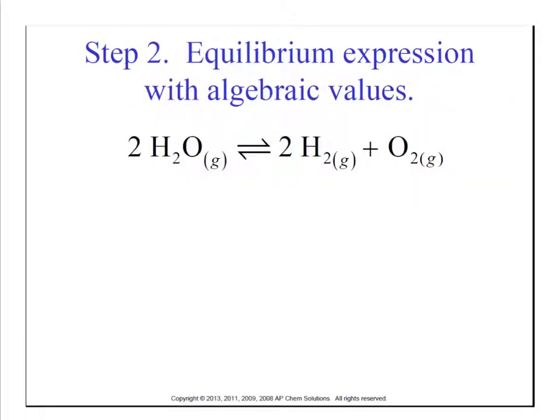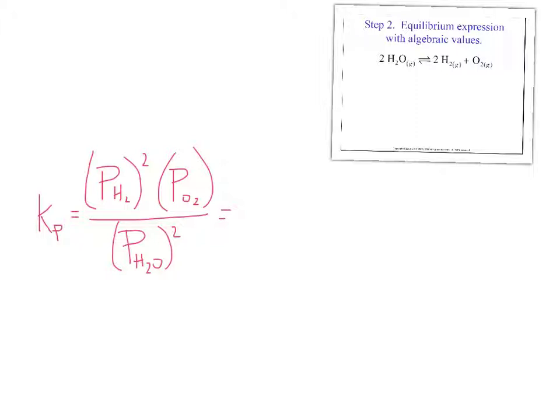We would have 2x atmospheres of H2 and x atmospheres of oxygen. Now we can take those values and combine them with our Kp equation that we wrote in the first slide. So we've got our equations. Now we take the numbers from our ice table.